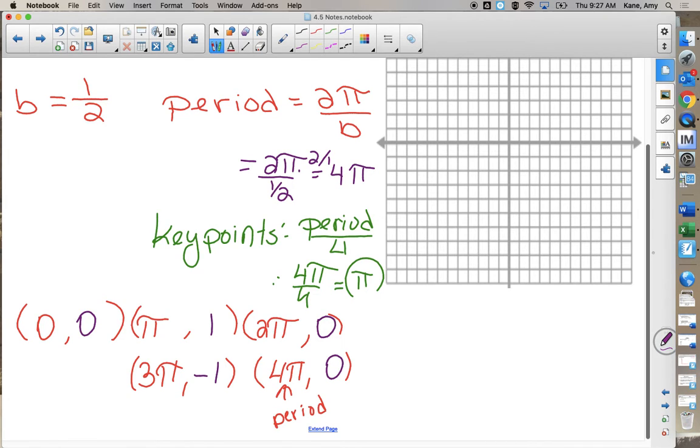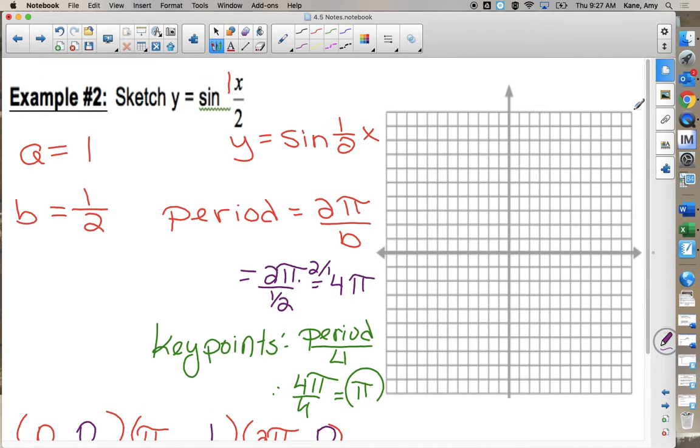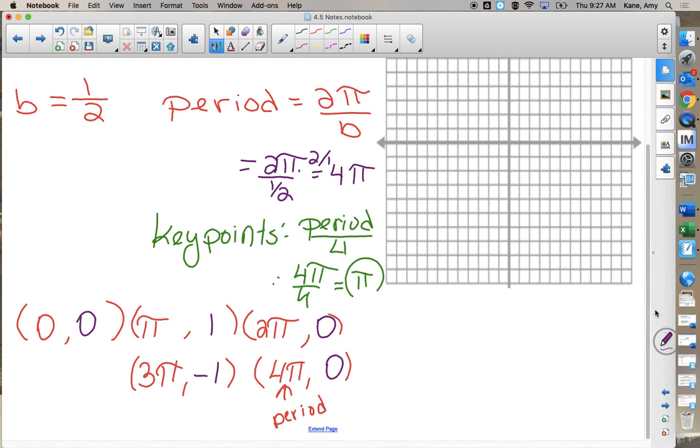So the y's aren't changing. And the reason the y's aren't changing is because this x really goes in here, and it really still is x over 2. My next x is 2 pi. Well, 2 pi over 2 is still pi. So that's why your y values aren't changing. They still have that same rotation.